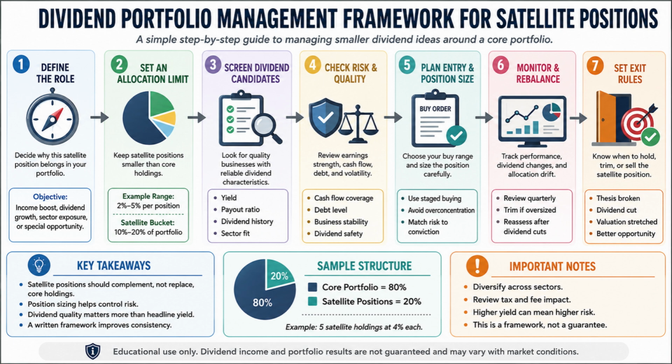Next, you should set an allocation limit. Satellite positions should normally be smaller than core holdings because they may carry more uncertainty or a narrower investment thesis. For example, each satellite position might stay around 2% to 5% of the portfolio, while the total satellite bucket may stay around 10% to 20%. This helps control risk and prevents one small idea from becoming too large.